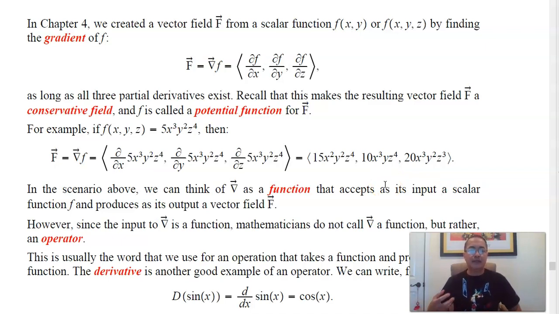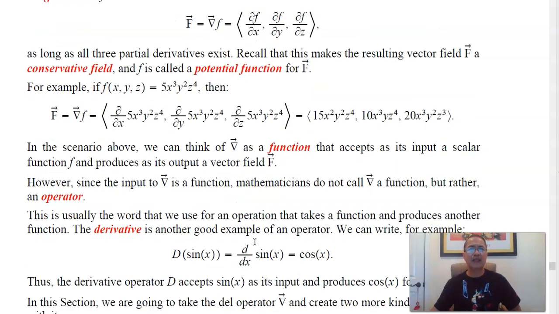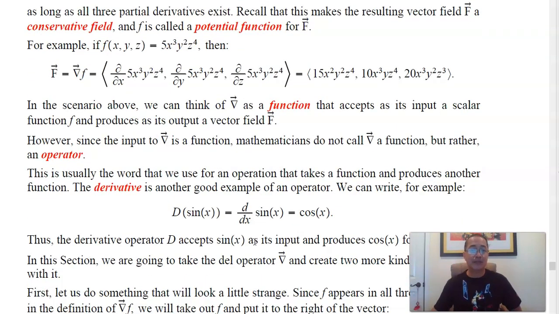So it's almost like it's a function. Okay, the gradient symbol is a function. The input, though, is a function, and the output is a vector field. Okay? So because the input is a function, mathematicians have a fancier term for it. We call it an operator.